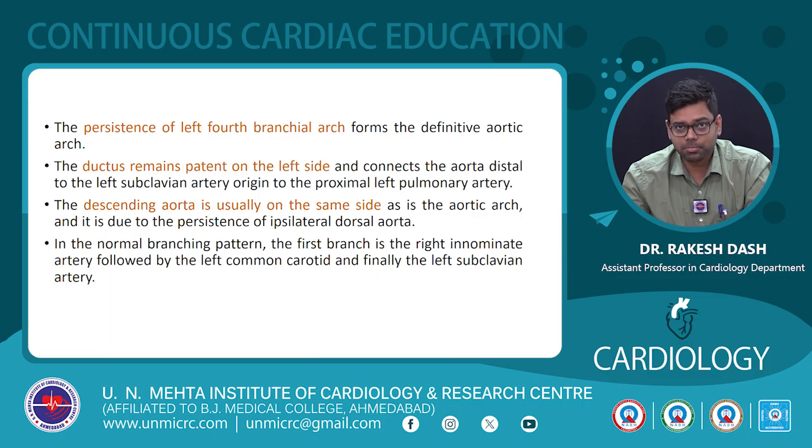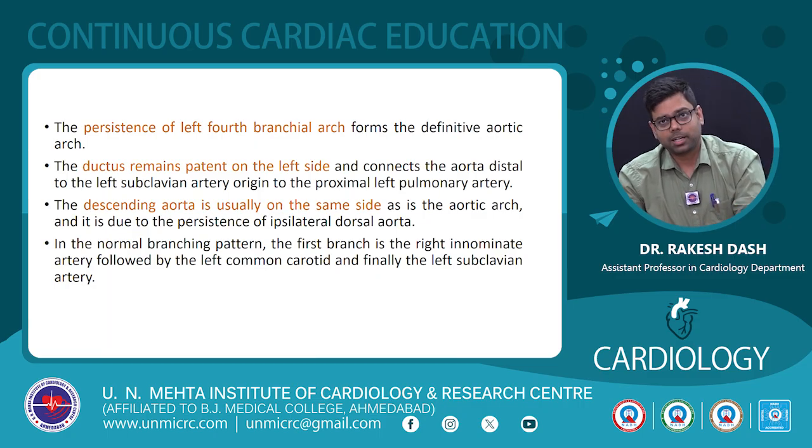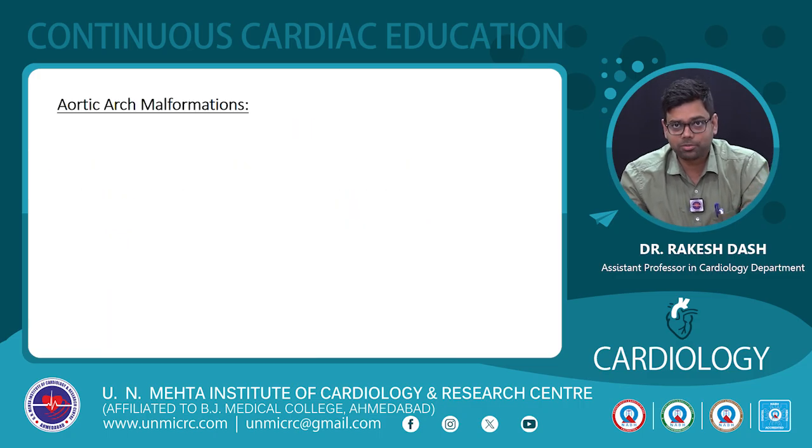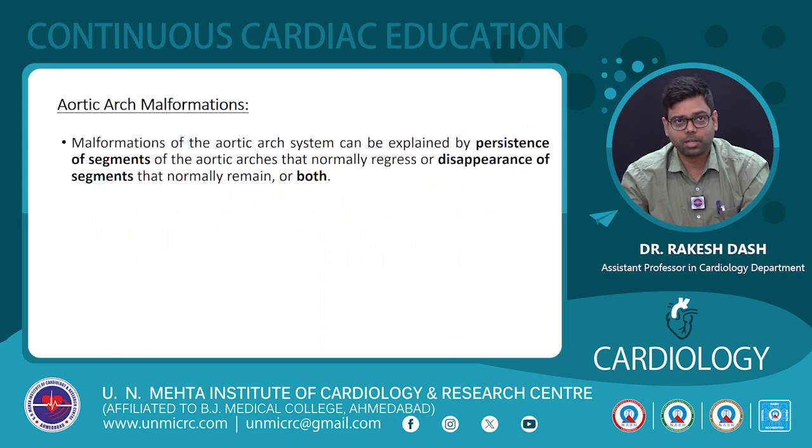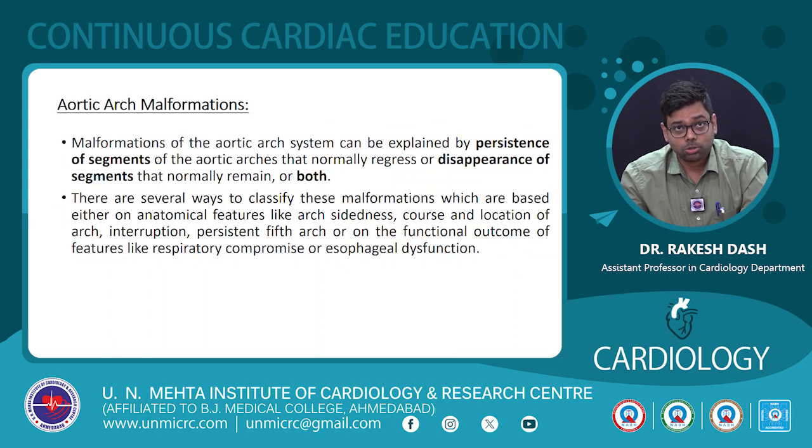In the normal branching pattern, which I already said, the right innominate is the first branch, followed by the left common carotid and followed by the subclavian artery. So, the malformation of the aortic arch system can be explained by the persistence of some segment or disappearance of a normal segment.